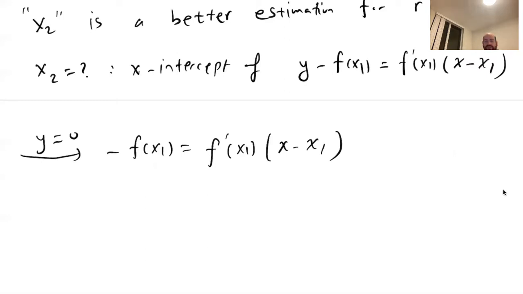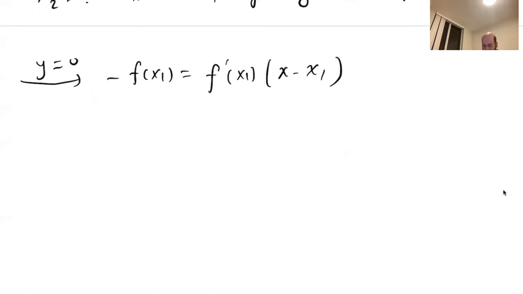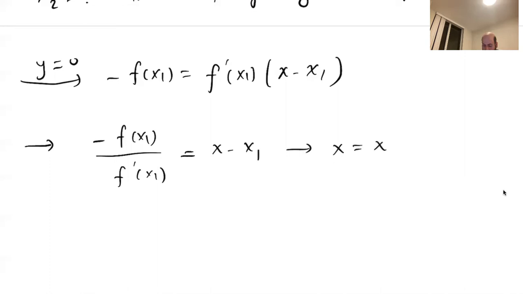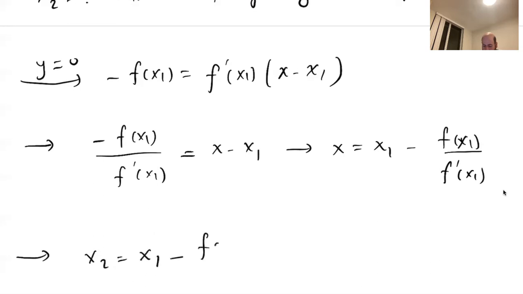To find the x-intercept of a line, you learned in high school, you replace y with 0 and you find the x value. So I did that. I replaced y with 0 and I'm finding the x value. That gives me minus f of x1 over f prime of x1 equals x minus x1. So then x is equal to x1 minus f of x1 divided by f prime of x1. So I can say that x2 is equal to x1 minus f of x1 divided by f prime of x1.